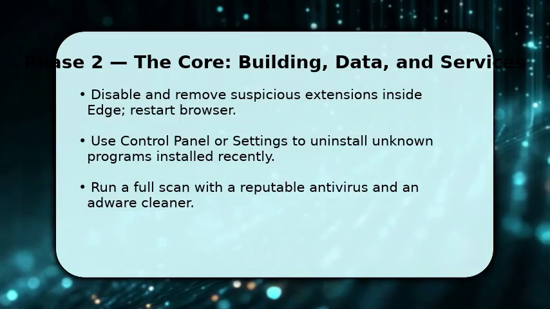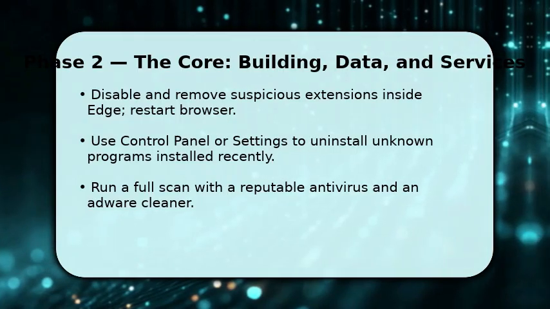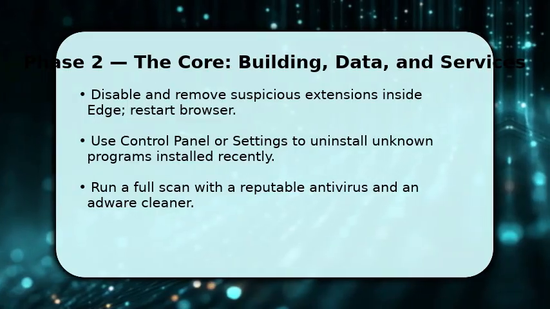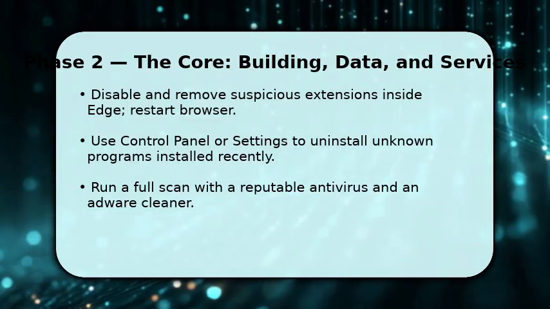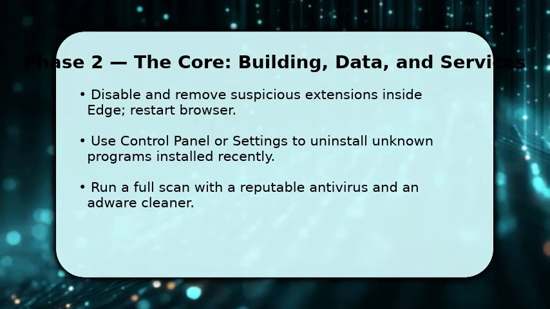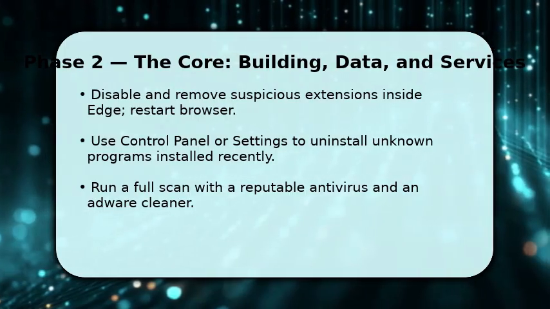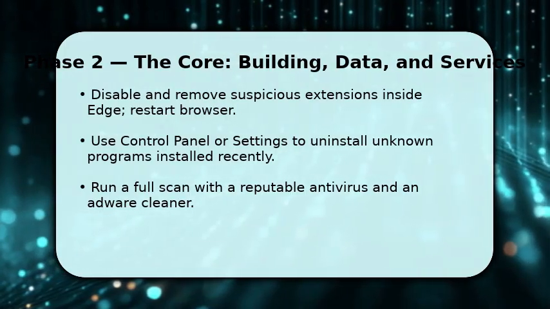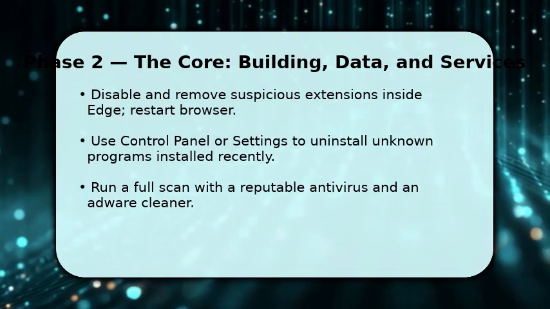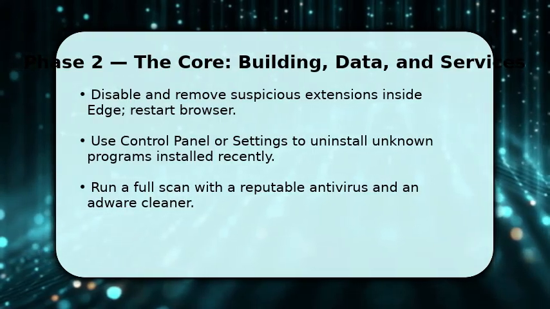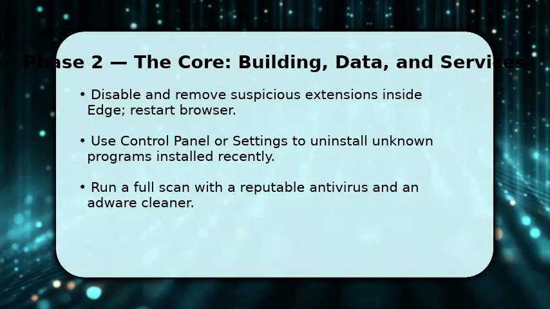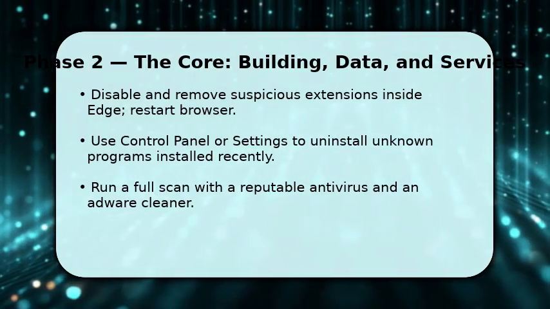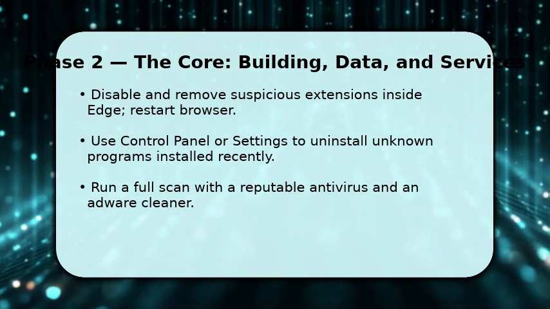Next, open Windows Settings apps, sort by install date, and uninstall recently added or unknown programs that correlate with the extension names. After uninstalling, run a full system scan with a trusted antivirus plus an adware/PUA cleaner. This catches hidden files and registry entries that manual steps may miss. Once complete, quarantine or delete threats the scanners find.